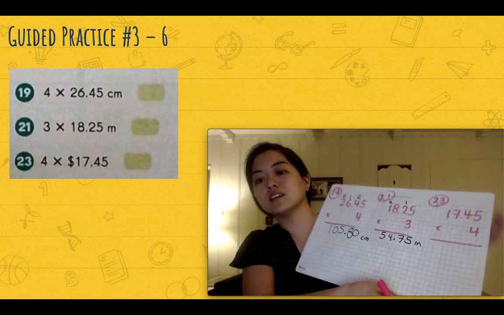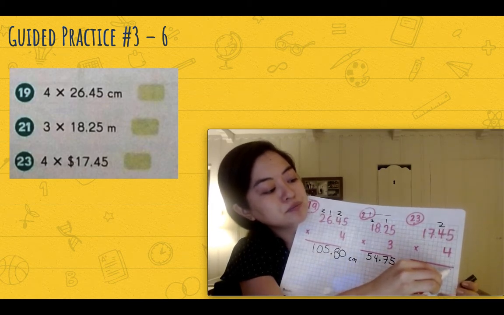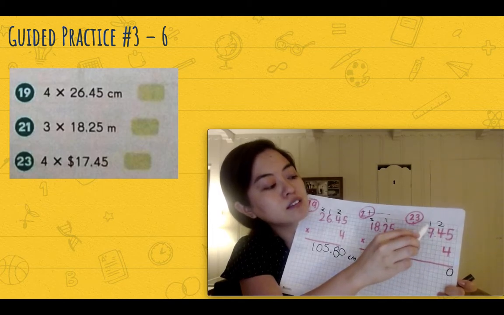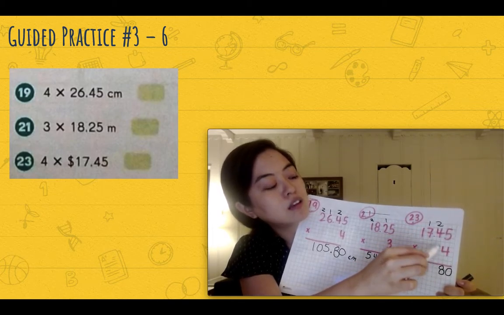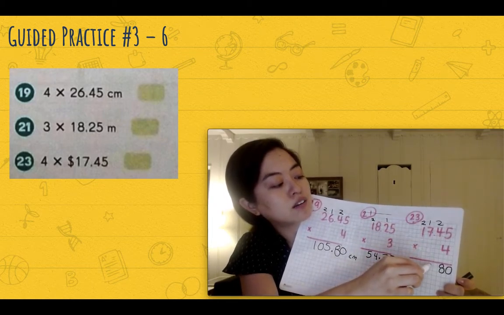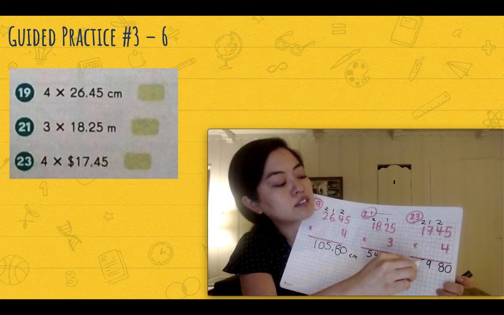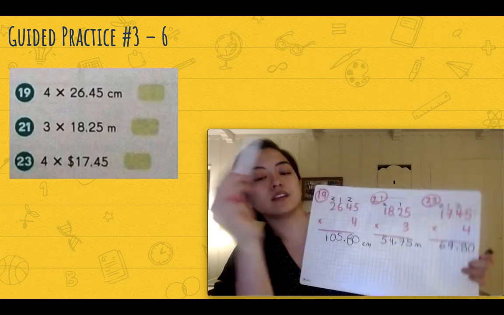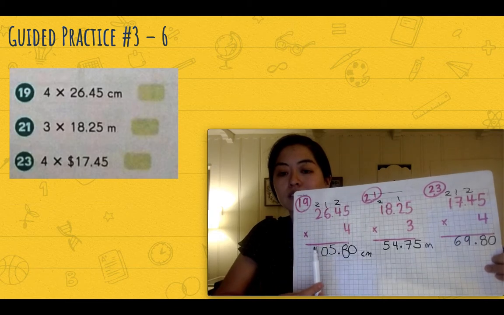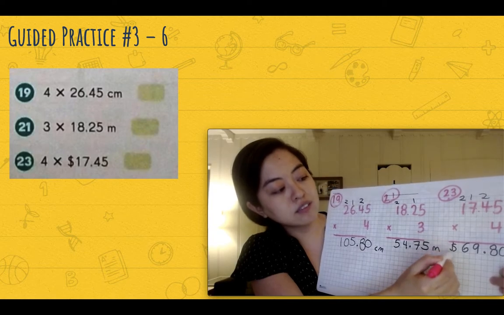All right, let's try 23. Okay, 4 times 5 is 20. 4 times 4 is 16, plus 2 is 18. 4 times 7 is 28, plus 1 is 29. 4 times 1 is 4, plus 2 is 6. Drop the decimal point, and that's 69.80. So these are the answers to numbers 19, 21, and 23. And this one should be in dollars.